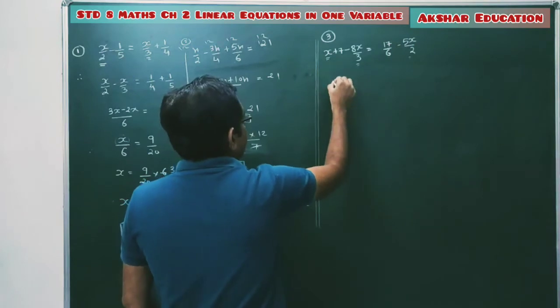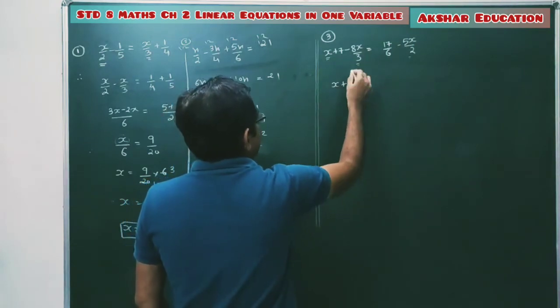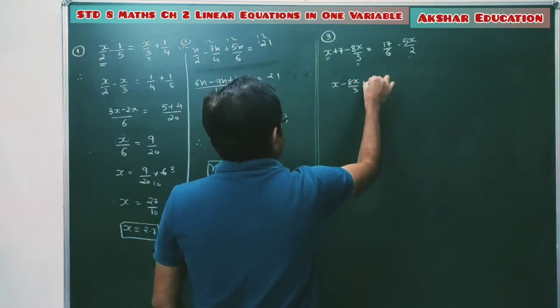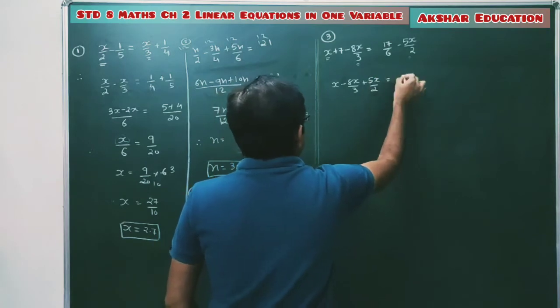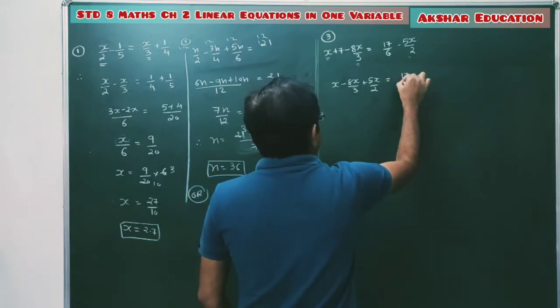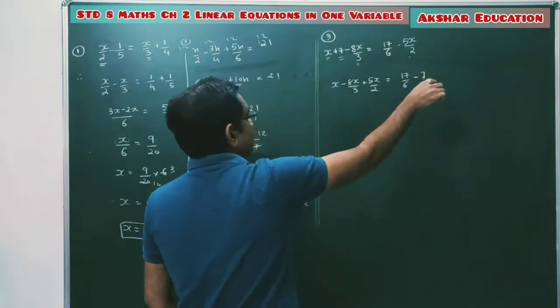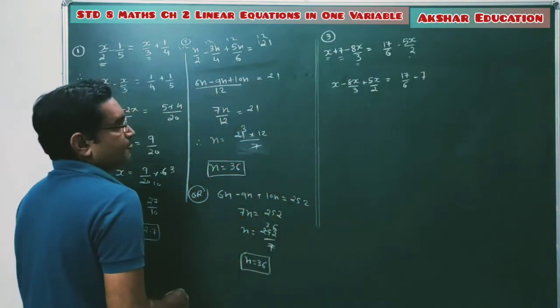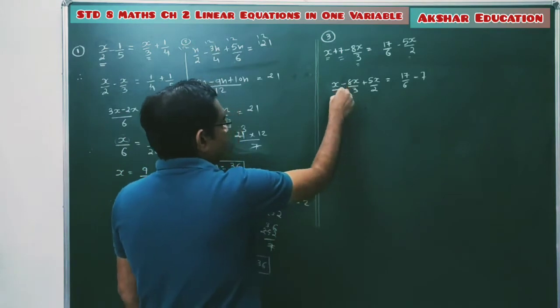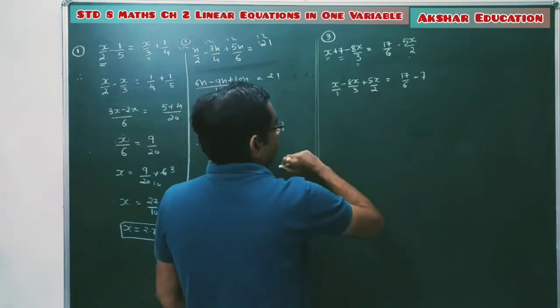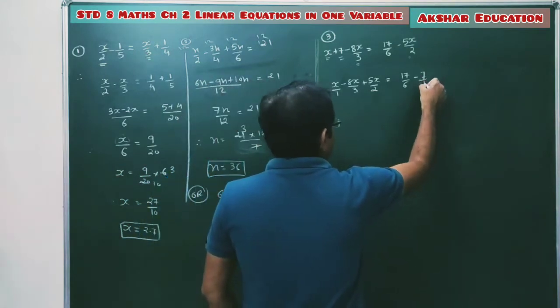So here x is there, minus 8x by 3 is there, plus 5x by 2 is there, that is equal to 17 by 6 minus 7, taking this plus 7 on the right hand side, so it's a minus 7. Here nothing is there, so 1 is the denominator. So in the denominators 1, 3 and 2 are there on the left, and on the right 6 and 1 are there.